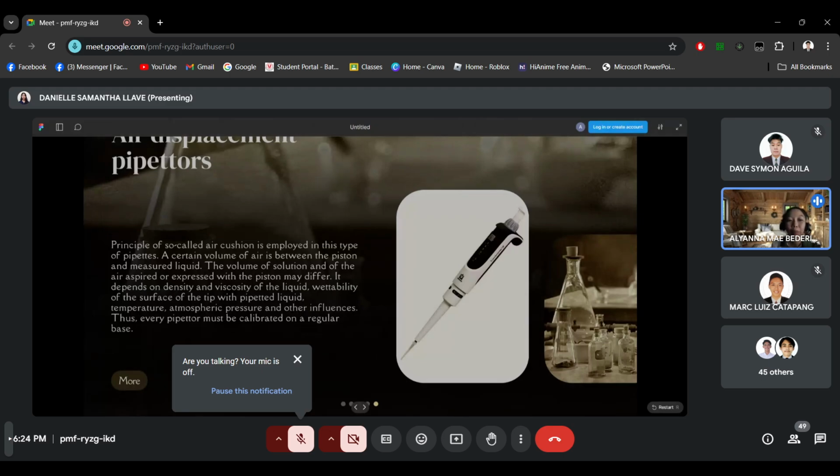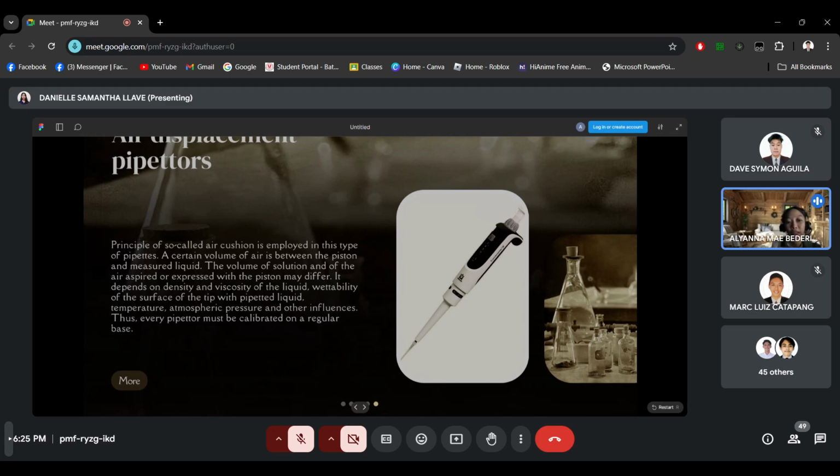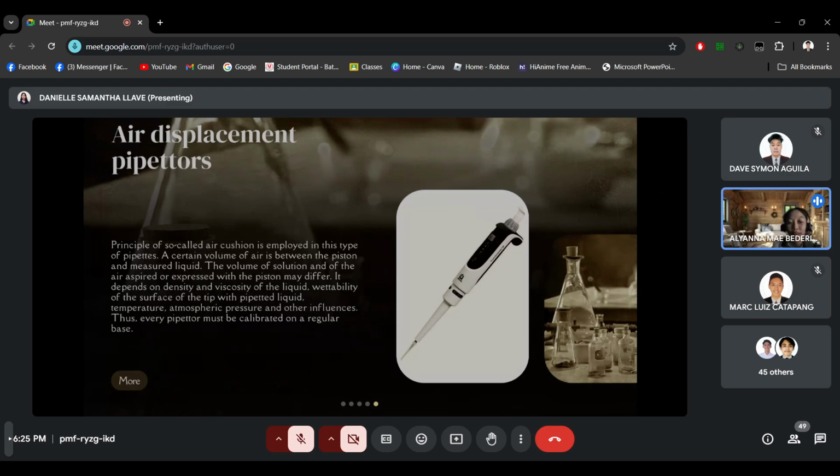For the air displacement pipetors, the principle of the so-called air cushion is employed in this type of pipettes. A certain volume of air is between the piston and measured liquid. The volume of solution of the air aspired or expressed with the piston may differ. It depends on the density and viscosity of the liquid, wettability of the surface of the tip with the pipetted liquid, temperature, atmospheric pressure, and other influences. Thus, every pipetor must be calibrated on a regular basis.